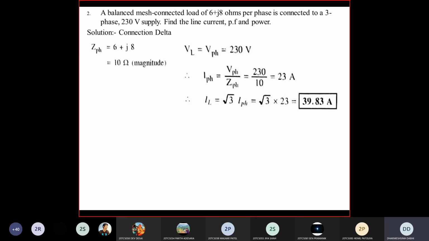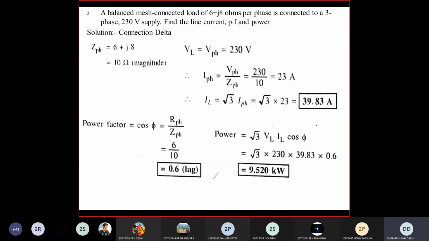Yes, sir. It is 6 by 10. 6 by 10 is what? 0.6. So what will come, 0.6 or 0.8? It is 0.6 lagging. Yes or no? Yes, sir. It is 6 by 10, so it is 0.6 lagging.